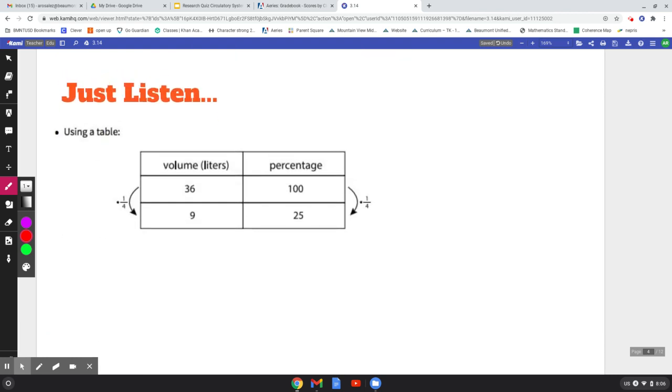Another way that they have for you is this table. So again, you can have 36 and you can multiply it by 1/4, which is what I said. And if you multiply the 100 by 1/4, you would get 25, and that would be your percent.